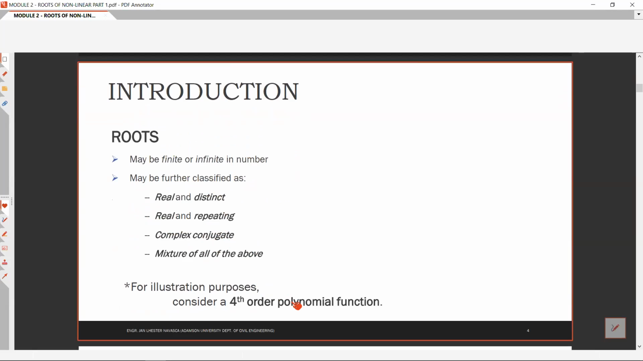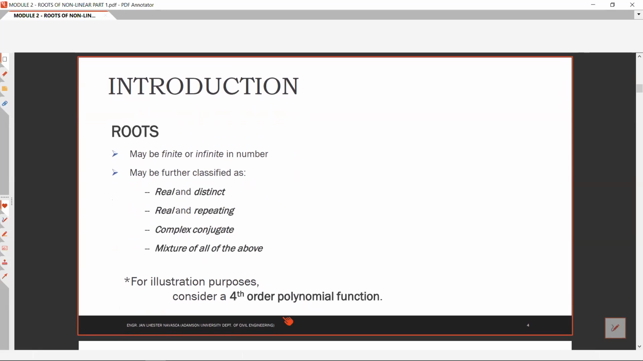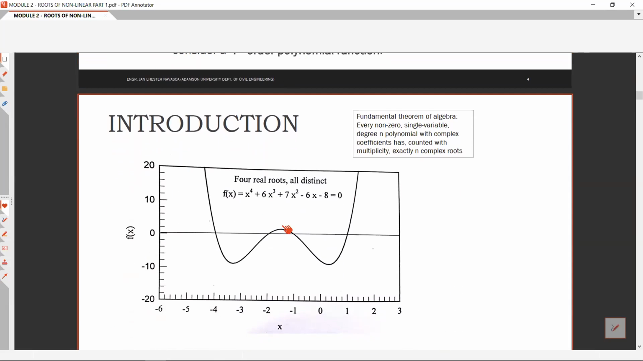For illustration, let's consider a fourth order polynomial function, x raised to 4 plus 6x cubed plus 7x squared minus 6x minus 8. If you plot this, you have 1, 2, 3, 4 roots. Every non-zero single variable polynomial with complex coefficients has exactly as many roots as its degree, counted with multiplicity. So exactly the number of the exponent is the number of roots: 1, 2, 3, 4.